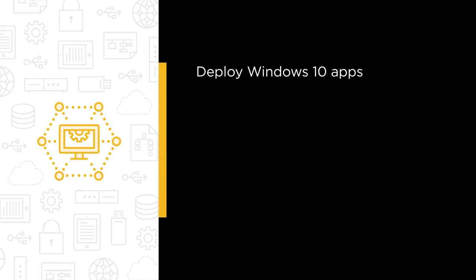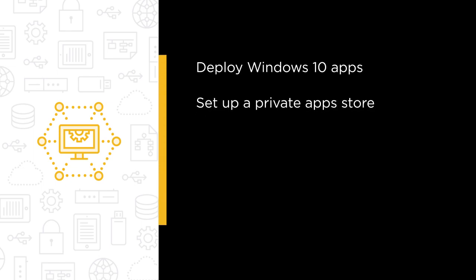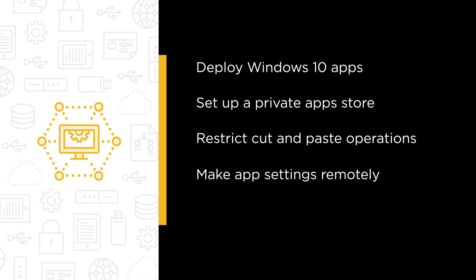Now, some of the major topics that we will cover include deploy Windows 10 apps using Intune, set up a private app store with the Microsoft Store for Business, restrict cut and paste operations with the application protection policies of Intune, make app settings remotely, and encrypt corporate data with Windows information protection policies.